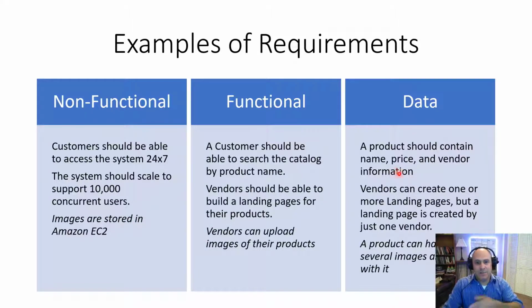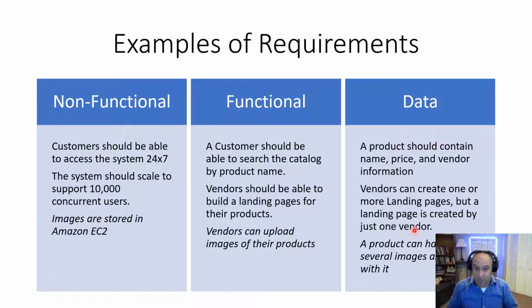So let's look at it. It's what is being stored. A product should contain name, price, and vendor information. So that panders to what a product is and what makes up a product. Vendors can create one or more landing pages, but a landing page is created by just one vendor.